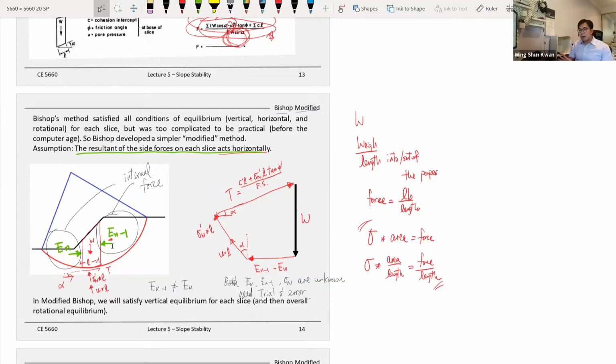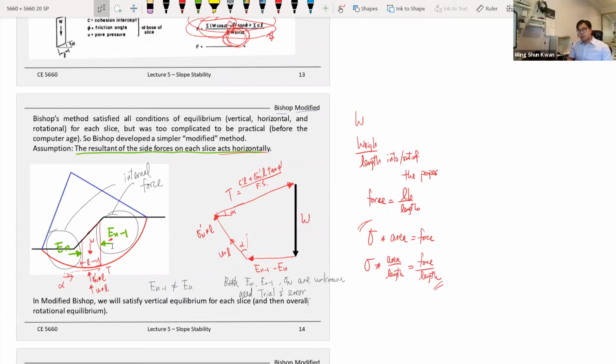It is especially not true when you have a higher slope. If you have a slope steeper than 1-to-1, very likely the force is inclined at 45 degrees. But if you assume it's just horizontal, that's not correct. But Bishop purposely did it for the simplification of the mathematical computational work. Because remember, they did this in the old days without a computer.